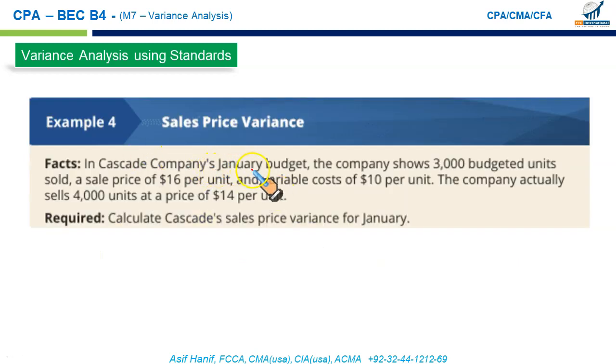In Cascade Company's January budget, the company shows 3,000 budget units sold, a sale price of 16. This is the standard selling price. This is the original quantity we thought we would sell, and the variable cost to be 10. The company actually sold 4,000 units at a price of 14. Let us calculate the sales price variance.